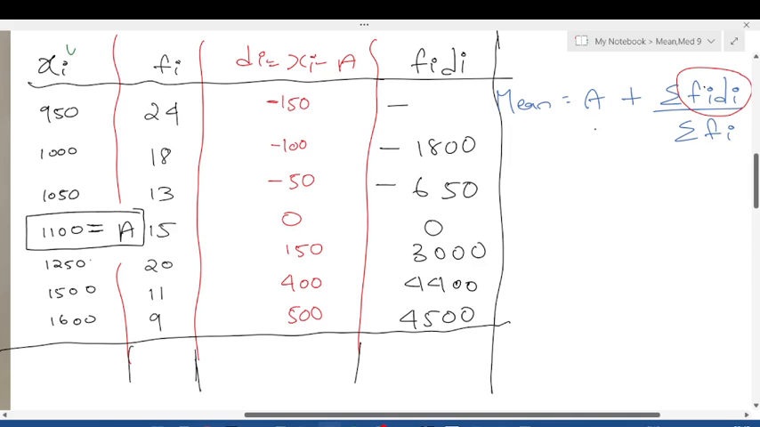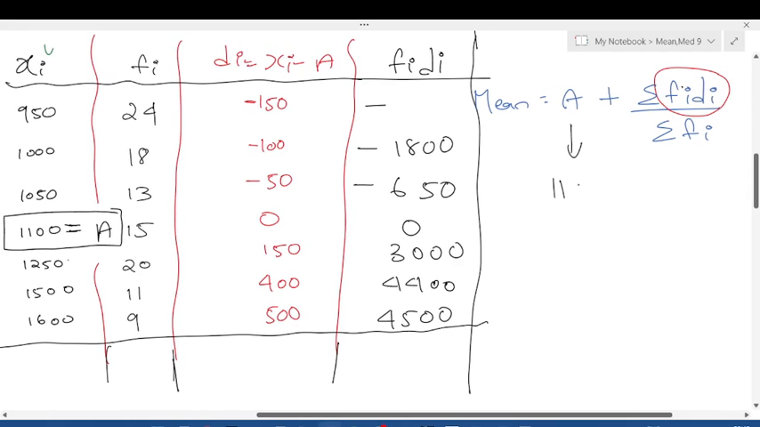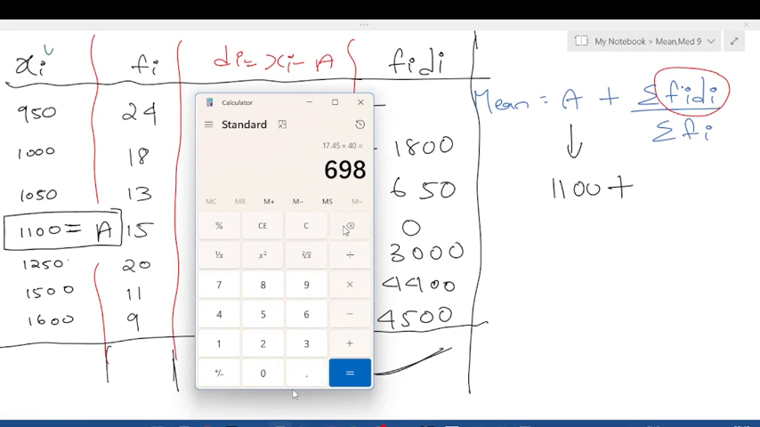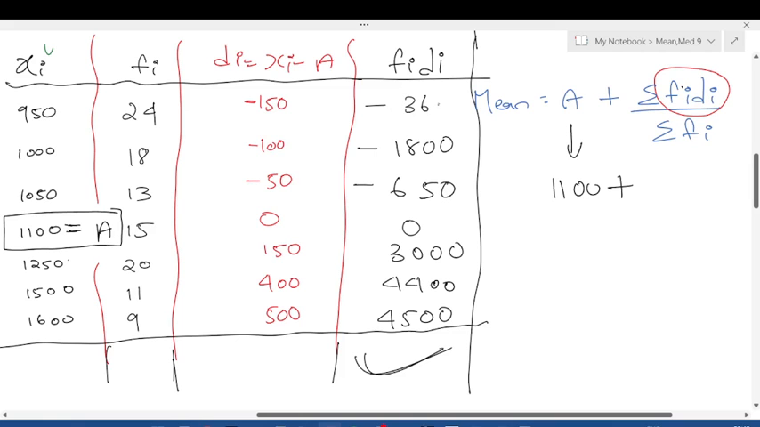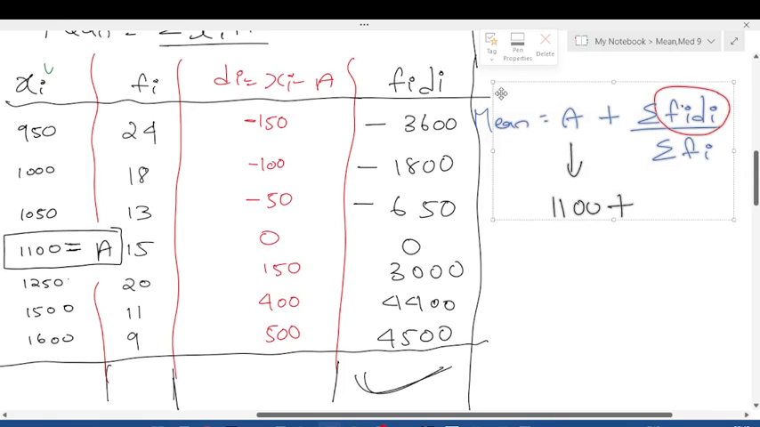What are the two things you have to add here? What is the A value, students? What did we assume? 100 plus. Which two things do you have to add now? Summation of Fi. Let us add. Minus 150 into 24. What's the answer? Minus 3600. Stop writing, students. I'll give you all time.